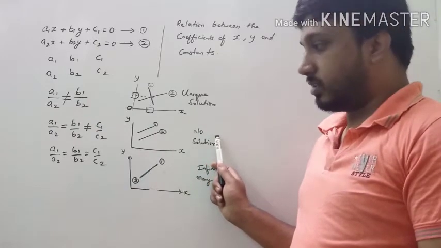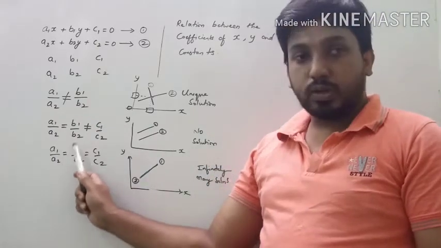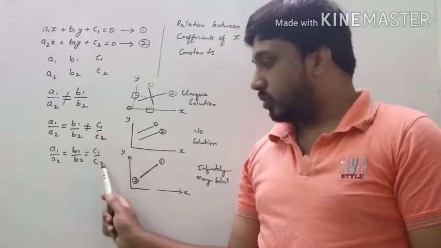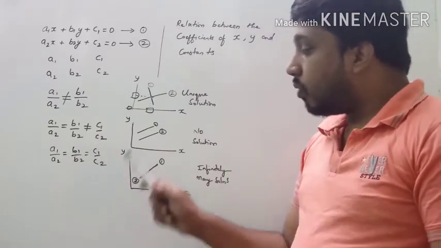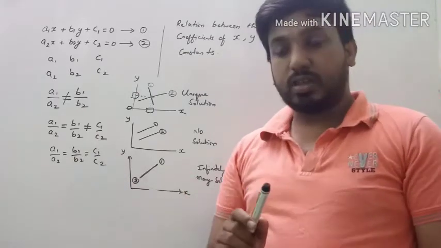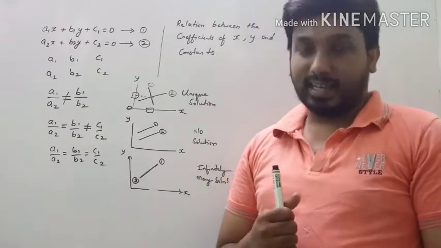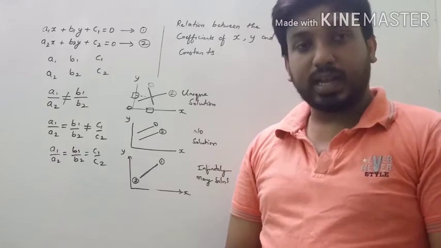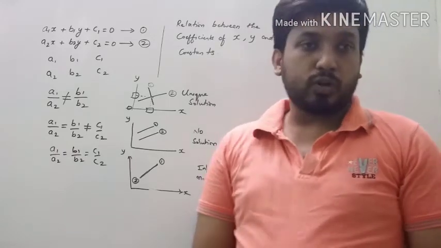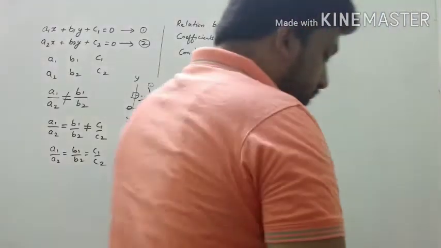It is inconsistent. When a1 by a2 is equal to b1 by b2 is equal to c1 by c2, then the lines overlap or coincide with each other, so we'll be getting infinitely many solutions and it is obviously consistent. I hope you people are understanding. Let's go for problems.